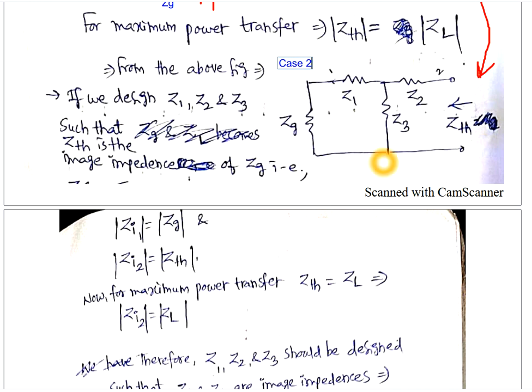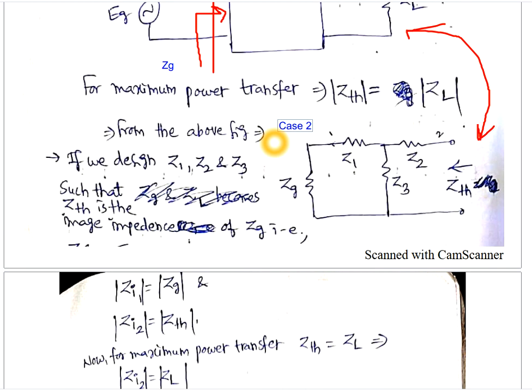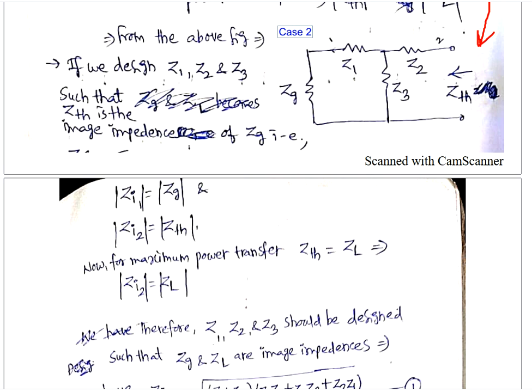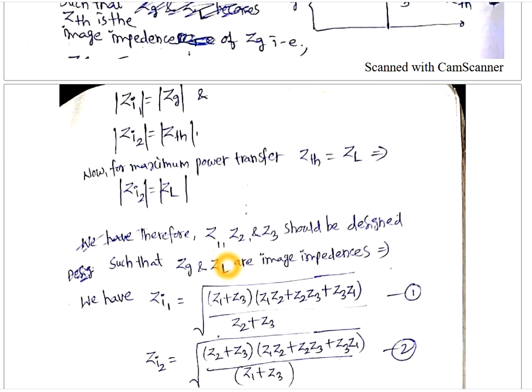That's why we can call Zi1 and Zi2 as load and source impedances for maximum power transfer. Due to this reason only we have introduced the image impedance, right? With this concept it has been introduced. That means the image impedances should be the load and source impedances for maximum power transfer, right? Yes. So these are the things which are written here.